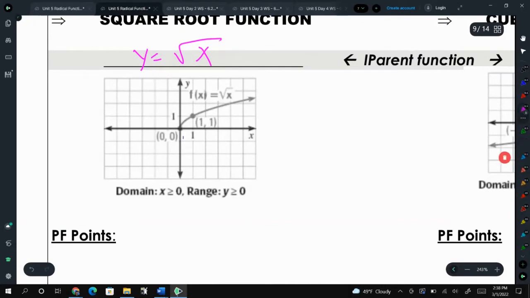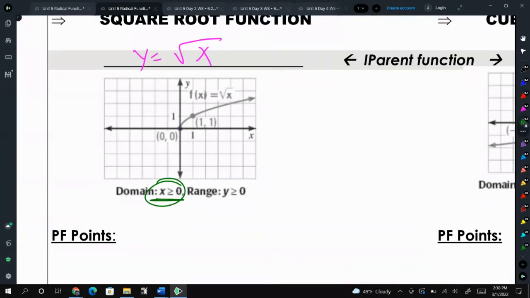Notice a couple things, that it first looks like a parabola on its side cut in half. If we were to draw that, that's the parabola sideways, but the square root function is half of that. Also look at the domain and range. The domain of the parent function is x is greater than or equal to 0, and that should make sense because we can't take the square root of a negative number, so our domain has to be 0 or larger.